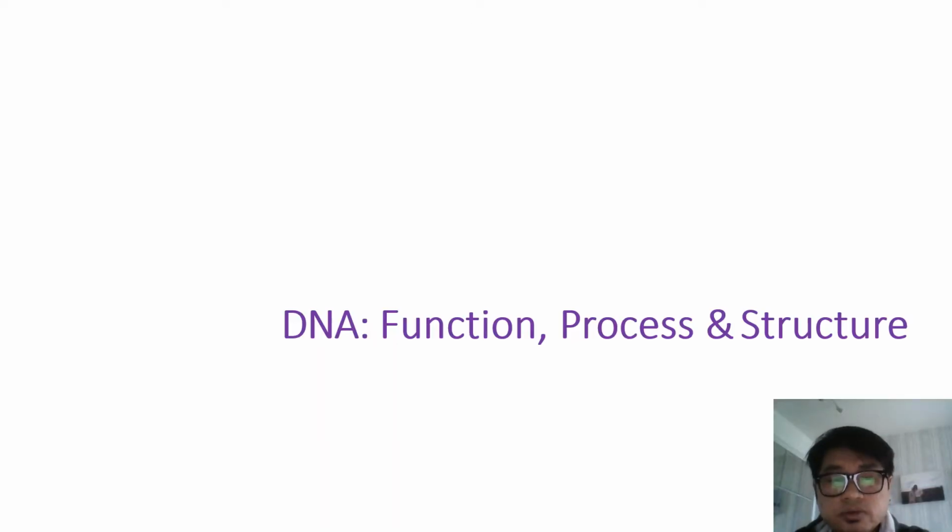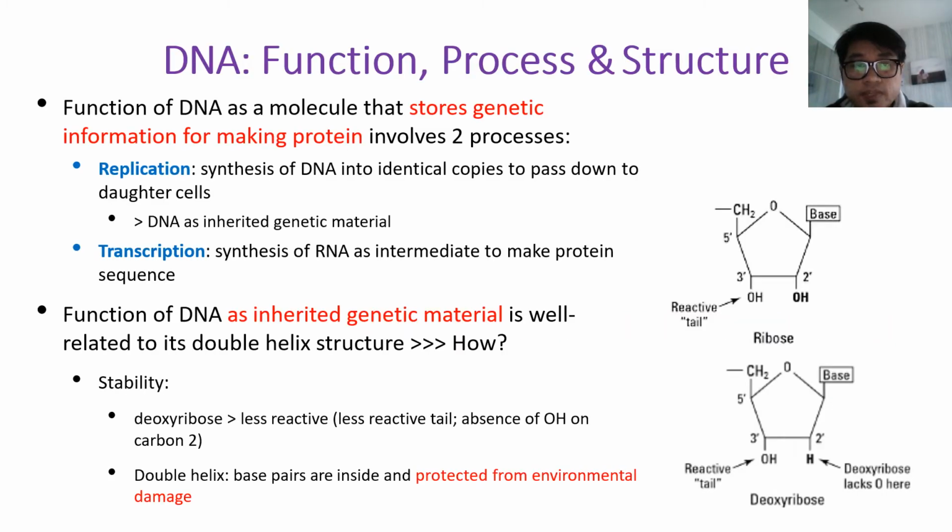Okay, now we go to the DNA. What is the function of the DNA, and what is the process and its structure? The function of the DNA is to store genetic information for making proteins. This involves two processes. The first one is replication, and the second one is transcription. In the process of replication, the DNA is synthesized into identical copies to pass down to the daughter cells. So DNA is inherited genetic material.